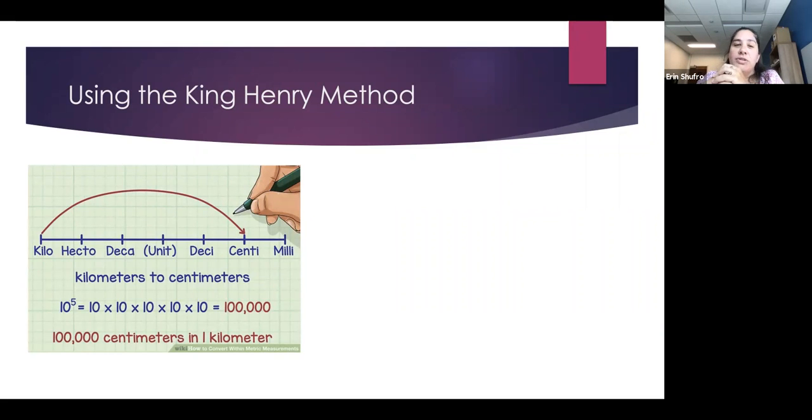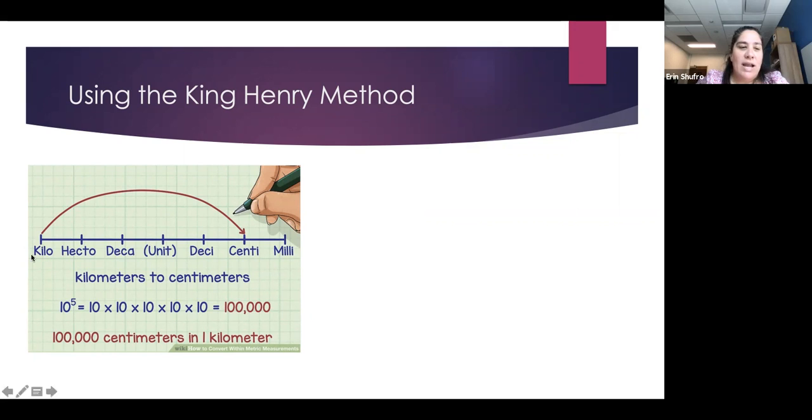Now, there is something called the King Henry method that's really useful for some of your most common metric system units. What it utilizes is a phrase. The phrase I learned in school was King Henry didn't usually drink chocolate milk. You may have heard something slightly different. Use whatever phrase works for you, but be comfortable using the King Henry method because you're going to have to do a lot of conversions back and forth between metric system units, between kilometers and meters, centimeters and meters, centimeters and kilometers. So you just want to be comfortable doing it.